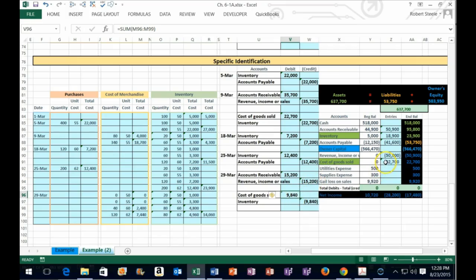And if we double click on the cost of goods sold, go to the end of it, plus the 9840, enter, brings net income down, puts us out of balance. If we go to the inventory, double click on it, go to the end, plus go to the credit 9840, that brings the inventory down to 14060, matching our sheet here.